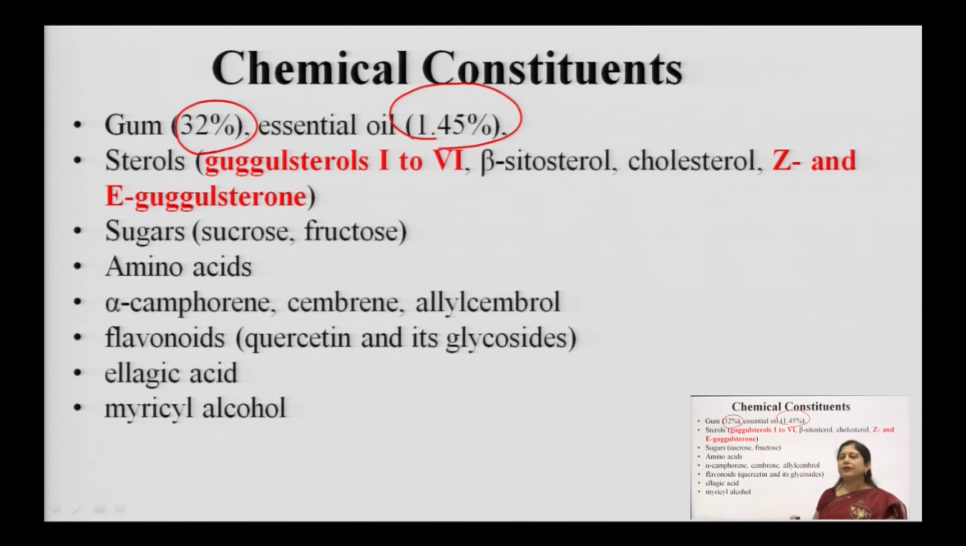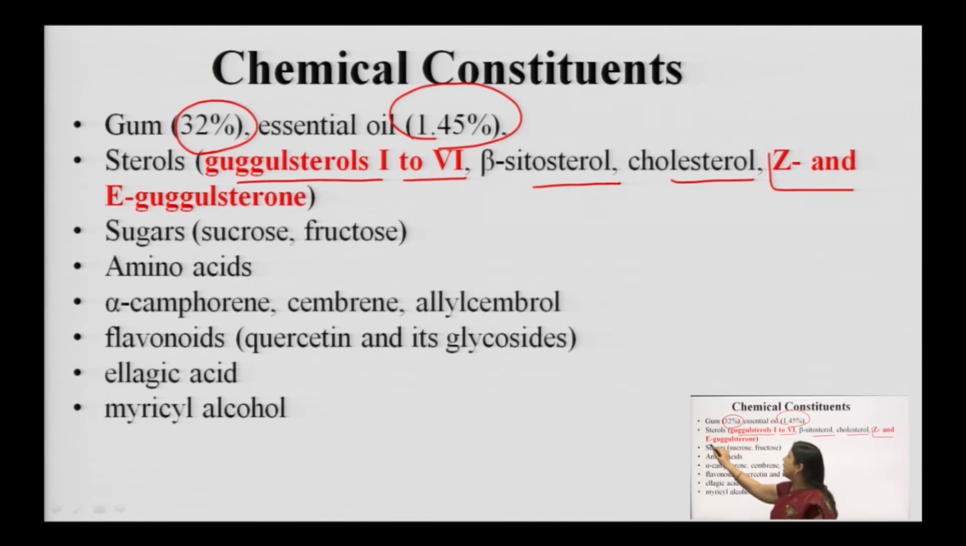The main sterols which are present are Guggul sterols 1, 2, 4, and beta sitosterol is there, cholesterol is there, and the most important ingredients are the guggulosterones in the form of E and Z, which are the geometrical isomers. So, Z and E are what? They are the geometrical isomers. So, we have Guggul sterols 1 to 6, I am sorry, it was 1 to 6 Guggul sterols, beta sitosterol, cholesterol and Z and E guggulosterone.